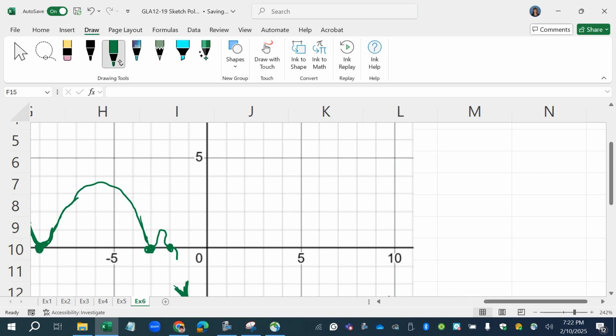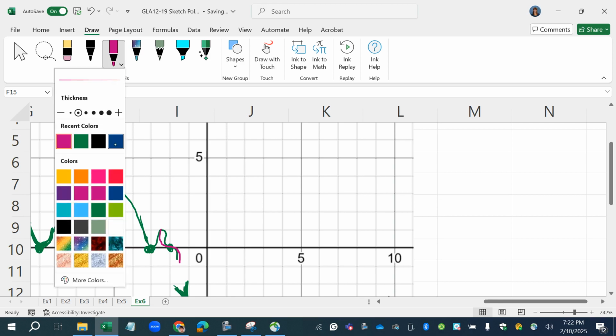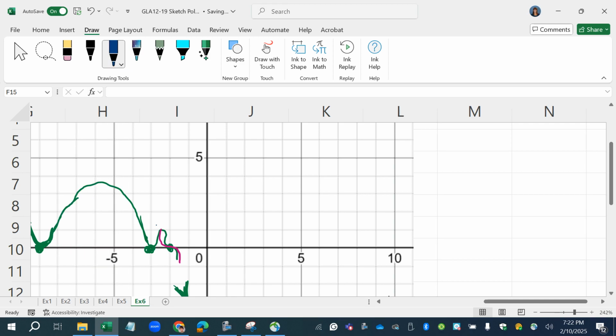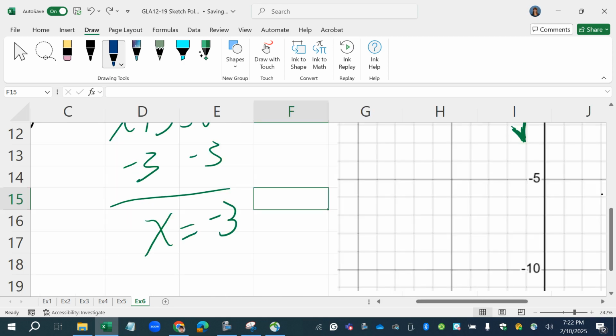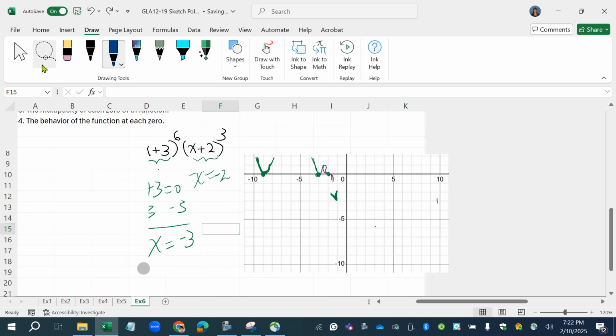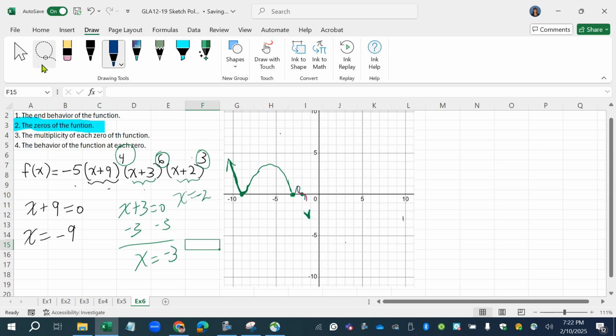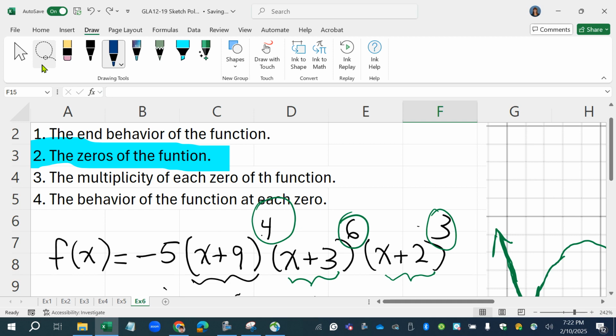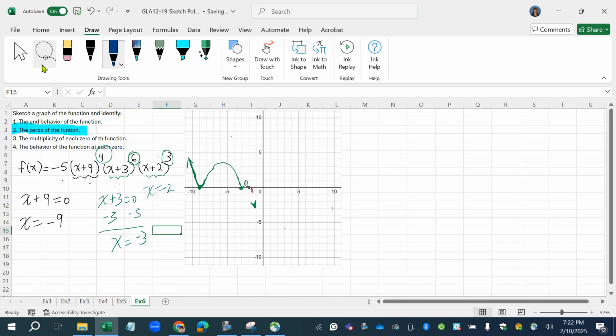So like if it was a power of 5, you might see it do more like that. If it was a power of 7, you might see it flatten out even more as it goes through the point. So this though is just the power of 3, so it's just a little bit of a wiggle. It's not too much. So now I know the rough sketch of this.